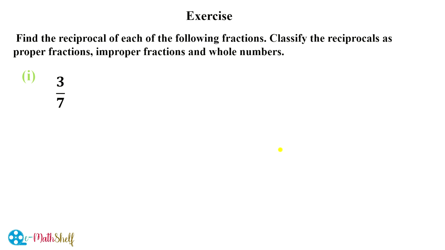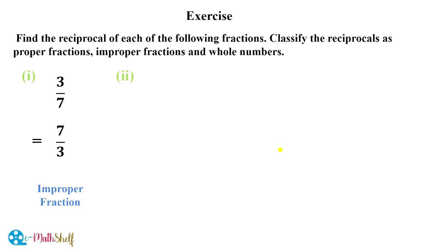Let us solve the first question. Here we have the fraction 3 upon 7. Now we need to find the reciprocal of this fraction. And we know that to find the reciprocal of a fraction, we will have to simply invert the fraction, or we can interchange the numerator and the denominator. So the reciprocal of 3 upon 7 will be 7 upon 3. Now we see that the numerator is greater than the denominator. Therefore, this fraction is an improper fraction.